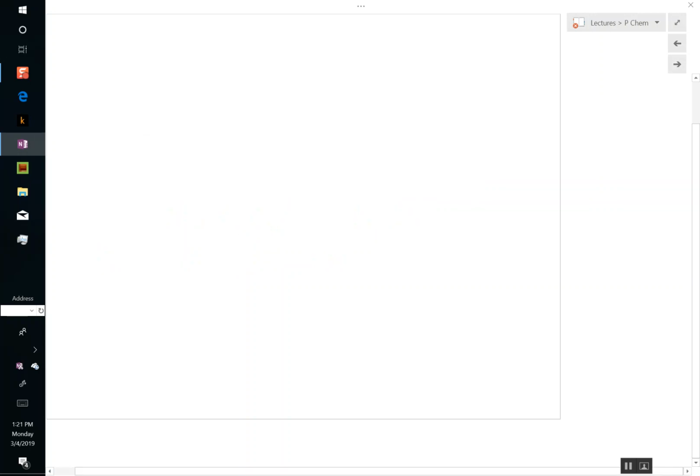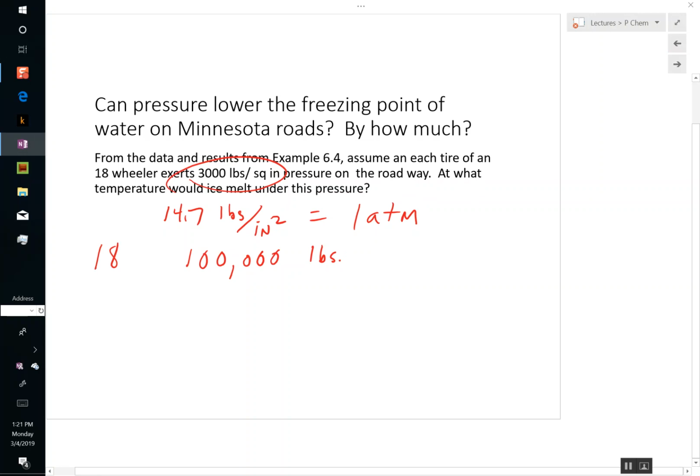And those are very rough. Does each tire give just a square inch of area? Probably not. It may be 10 square inches. So this is a very rough estimate, but it's an idea.